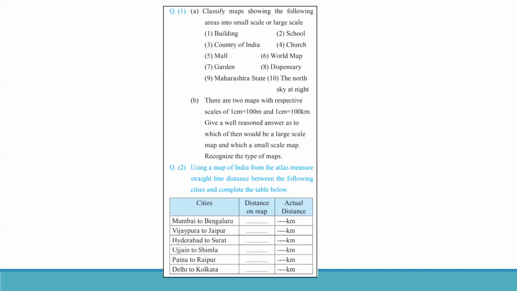What is the reason? We've already seen this on the page. See here, what is a large scale map and a small scale map. A large scale map will have a scale which is less than 1 is to 10,000. So you come to know with that which is a large scale map and which is a small scale map.